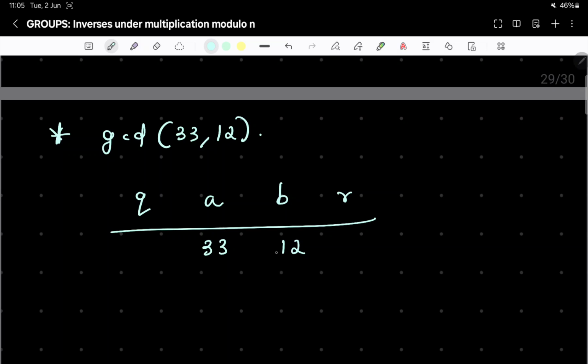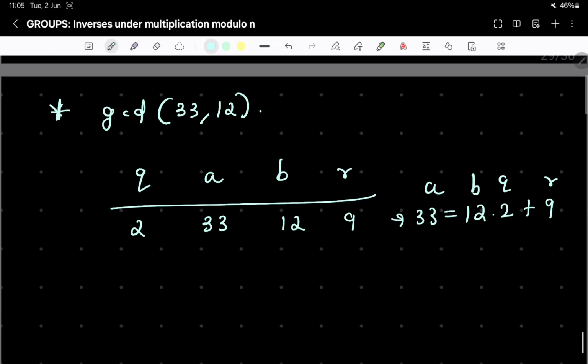If you divide 33 by 12, you get remainder 9. So what is the corresponding quotient? 2. So what is the meaning of this? The meaning is simple: 33 is equal to 12 into 2 plus 9. This is your A, this is your B, Q, R. I am writing in this table form.